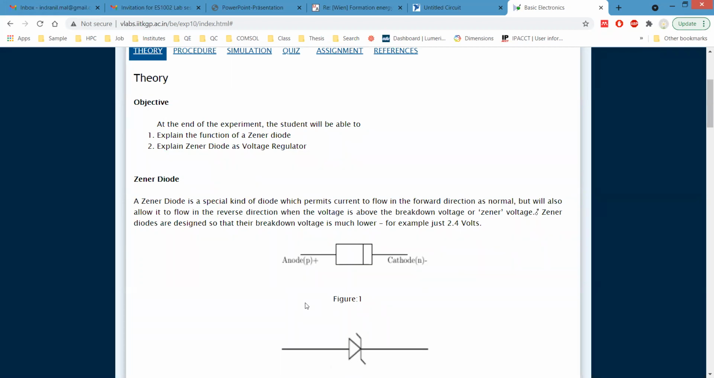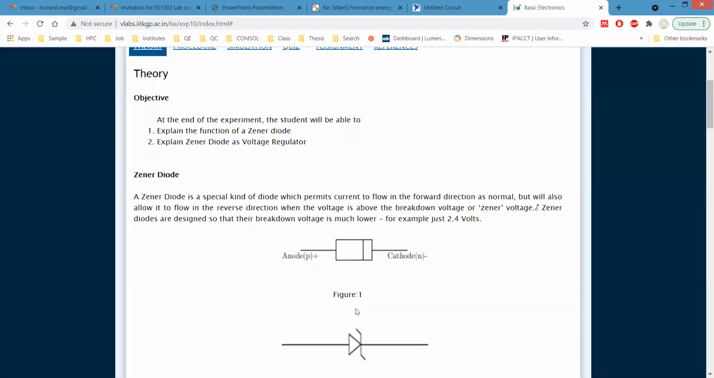If you put a Zener diode in forward bias, there is no difference between the Zener diode and a normal PN junction diode. If you put it in reverse bias, you will see something different, something unusual that is not present in a PN junction diode. In a PN junction diode, we have already shown you that if we keep increasing the reverse bias, there is still no current or almost negligible current.